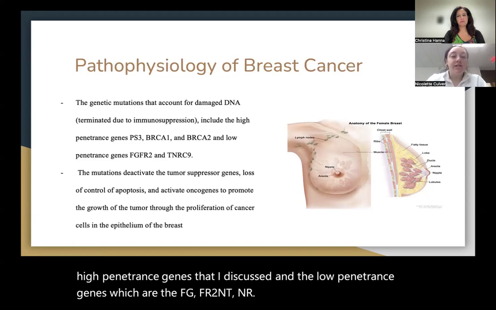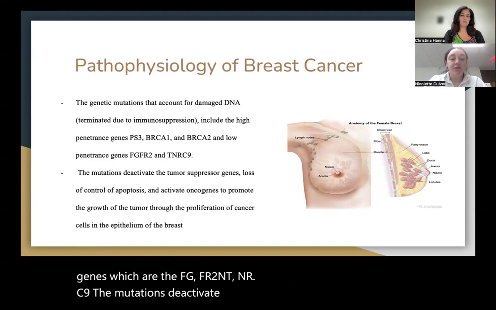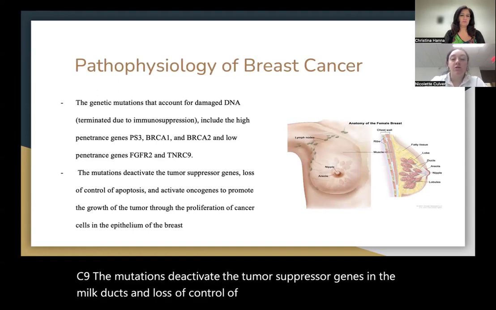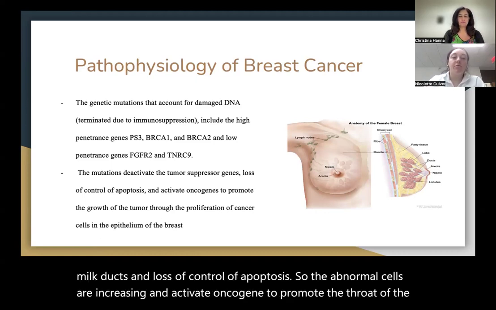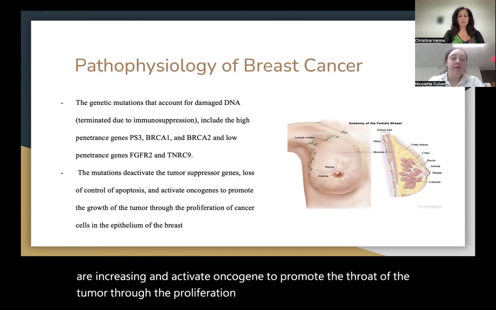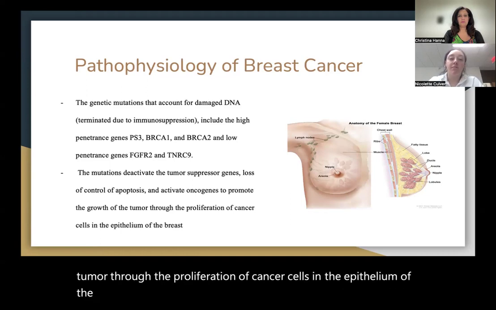The mutations deactivate the tumor suppressor genes in the milk ducts and cause loss of control of apoptosis, so the abnormal cells are increasing, and they activate oncogenes to promote the growth of the tumor through the proliferation of cancer cells in the epithelium of the breast.